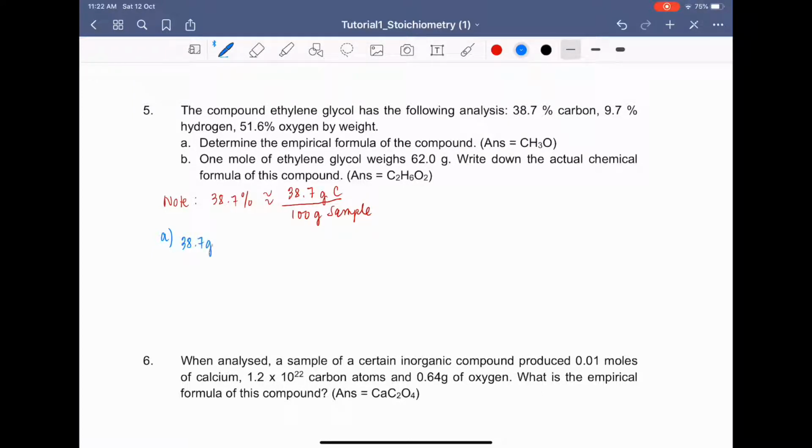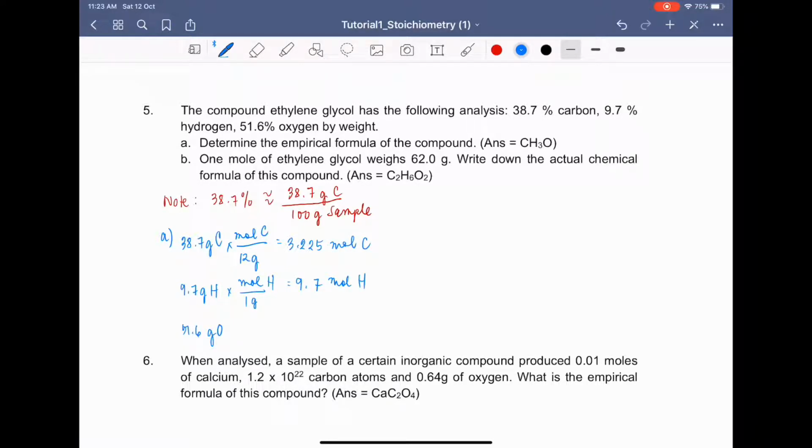So we have 38.7 gram of carbon times 1 mole per 12 grams. We just calculate and it will be 3.225 mole of carbon. Remember, when you add 38.7, 9.7, and 51.6, that is also equivalent to 100. And then down here we have 9.7 gram of hydrogen. You can calculate how much mole that is, and that is 9.7 mole.